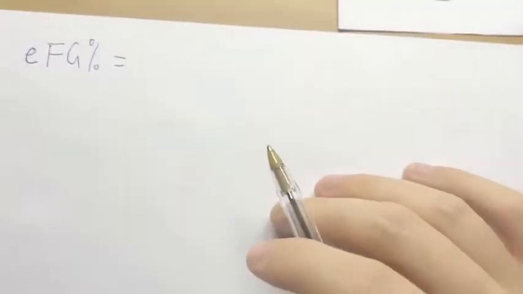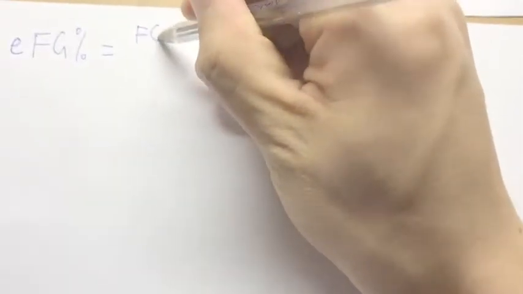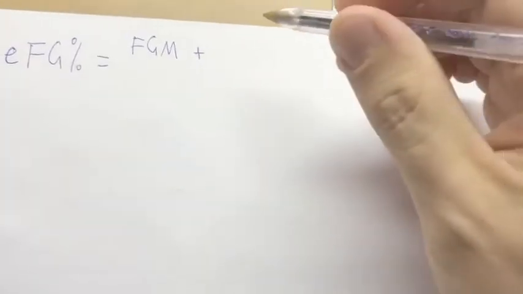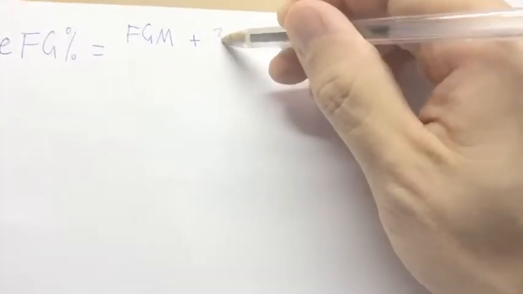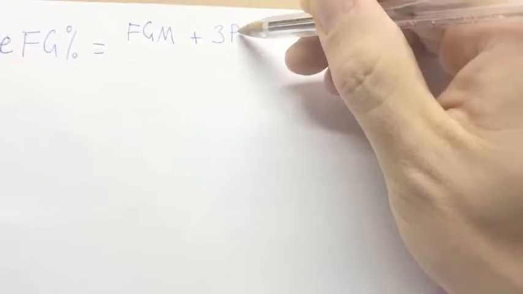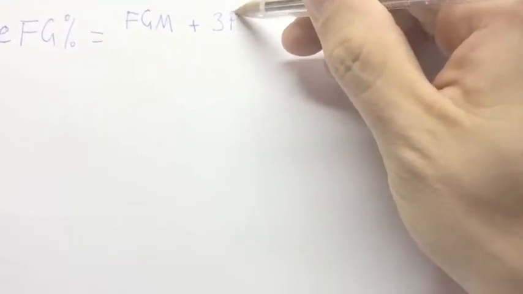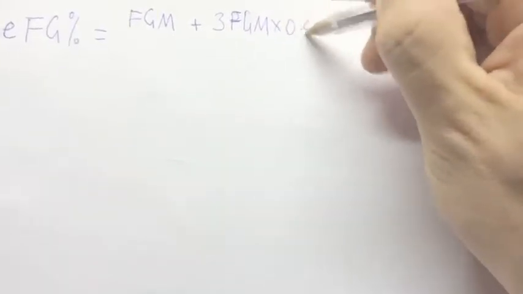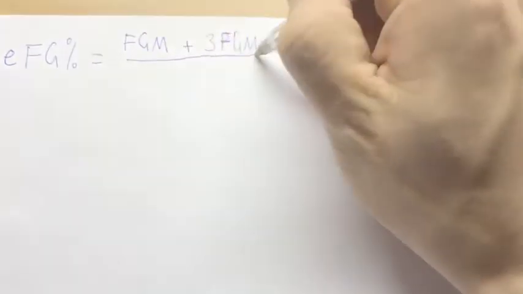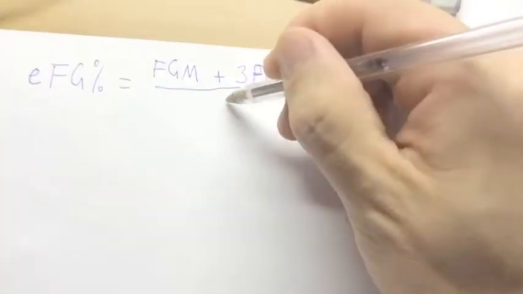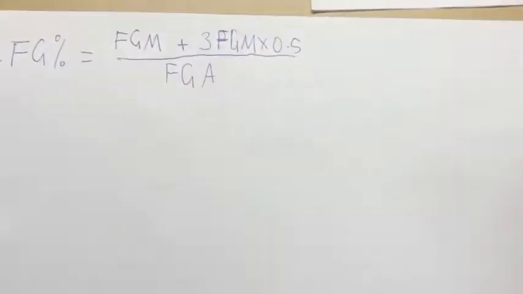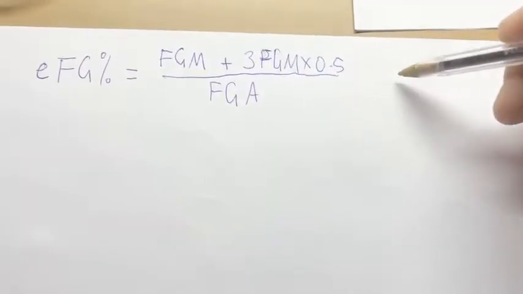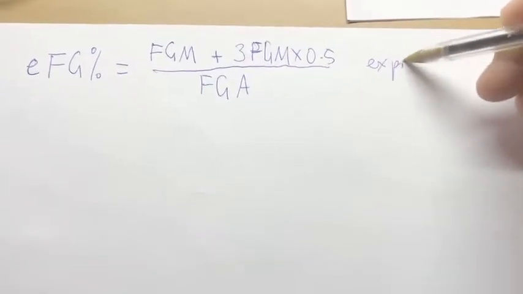What you normally see is a formula, and it's given to you as field goals made plus 3-point field goals made times 0.5, divided by field goal attempts, total field goal attempts. This fraction is expressed as a percentage.